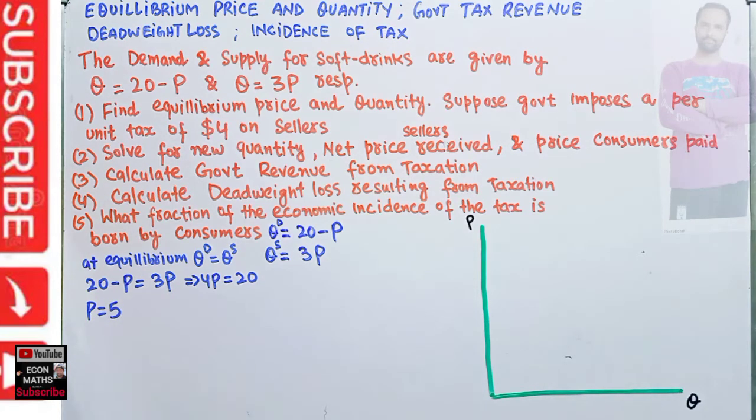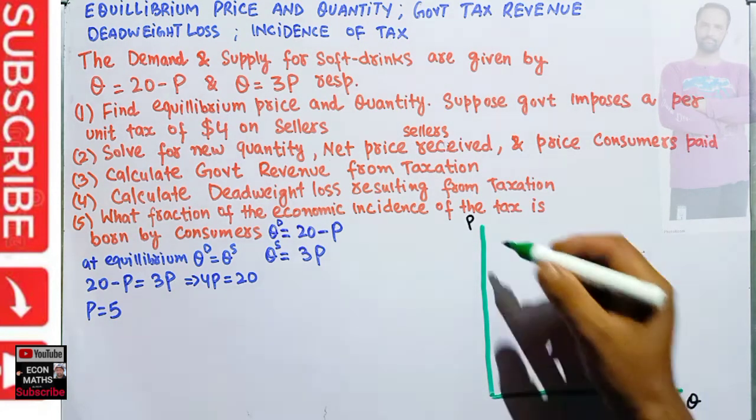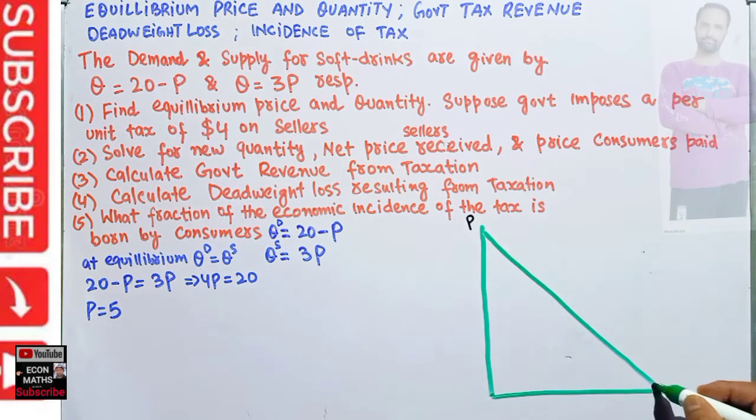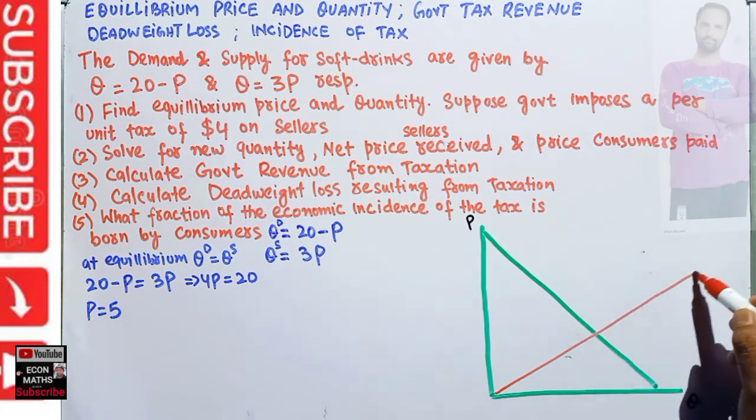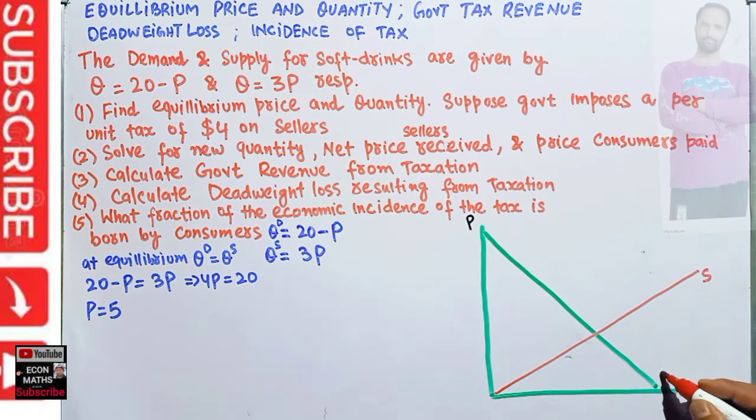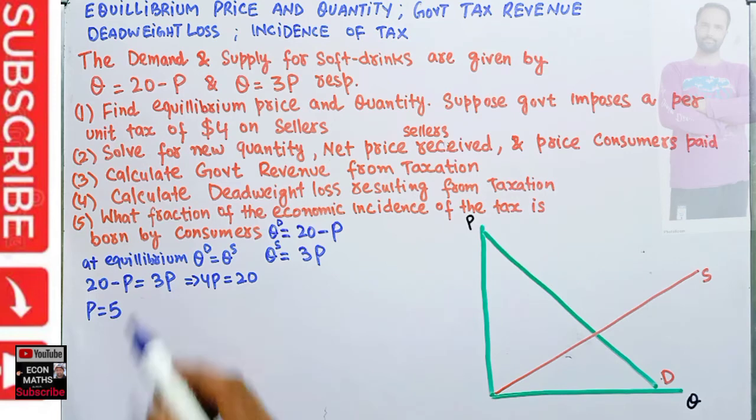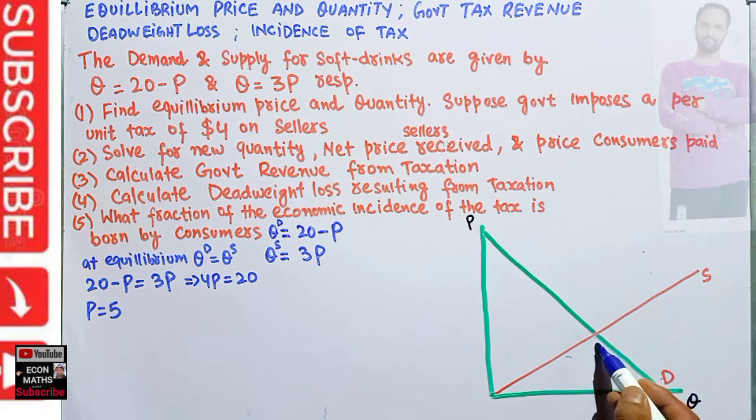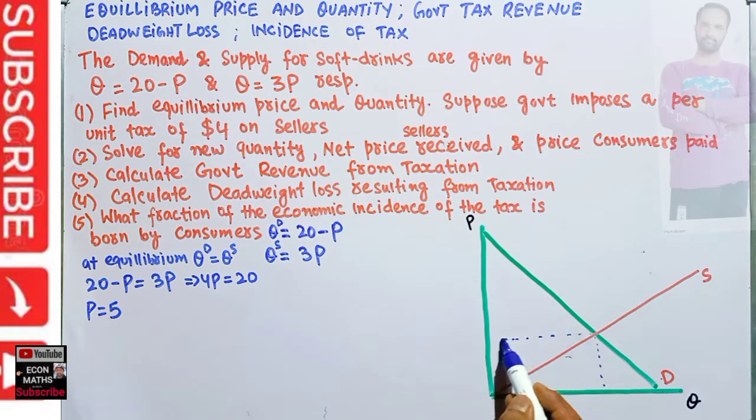Okay, so let us draw the graph side by side here. So let us say this is our demand function, and this is our supply function, which is 3P. So it will look like this. This is our supply function, this is our demand function. So equilibrium occurs where the demand function intersects the supply function, which occurs where our price is equal to 5. So when price is 5, demand is equal to supply.